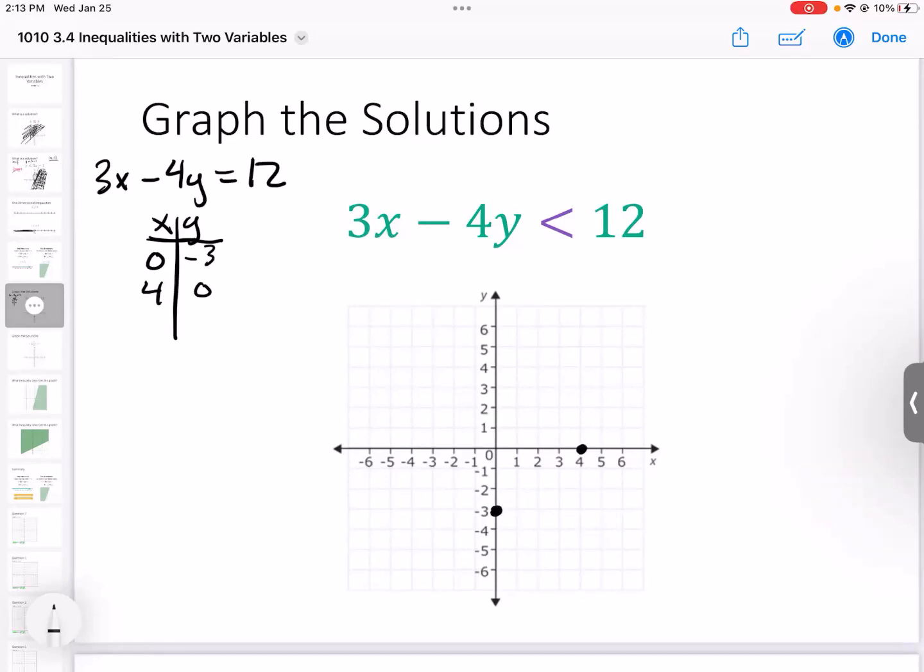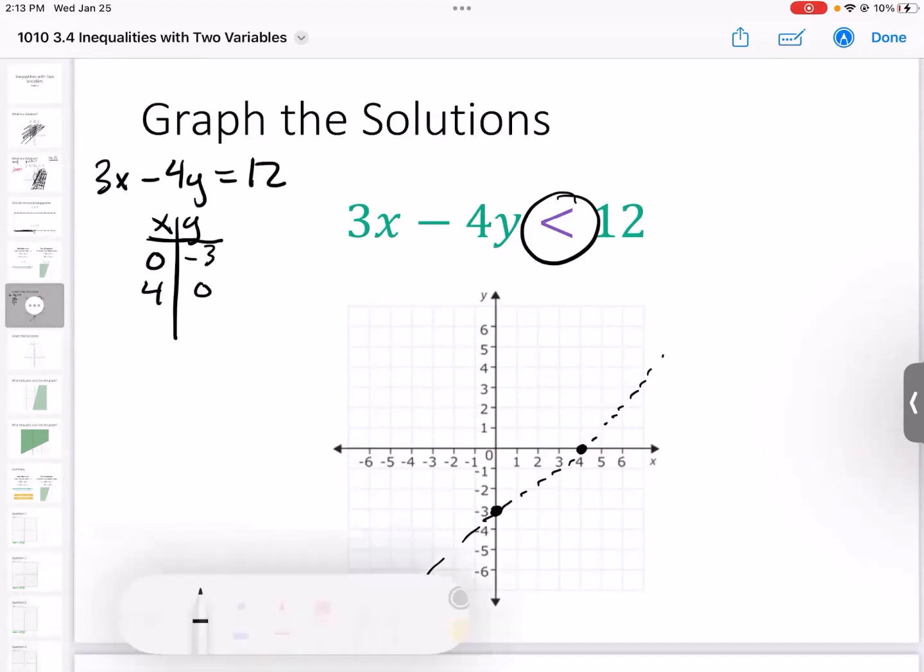And when I connect these two dots to form my boundary line, is it going to be a dotted line or a solid line? Yep, dotted. Because my inequality is a less than inequality, which means that the places where the two parts are equal to each other won't actually be a solution. So I use a dotted line to represent that. And now I need to decide which side of the line to shade.